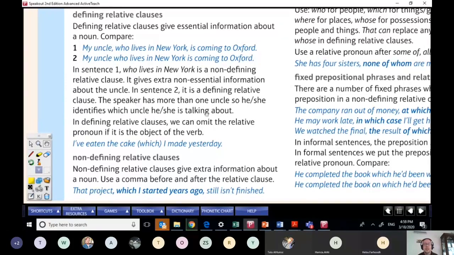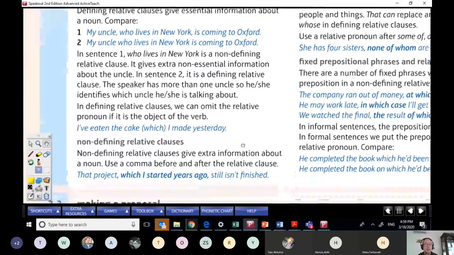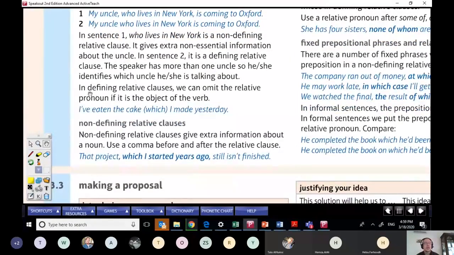It's very subtle and very slight. But as you become more advanced, you'll be able to take advantage of those details. Sometimes when we have a defining relative clause, we can leave off the pronoun that, which, or who. So I could say, I've eaten the cake which I made yesterday. Or I could say, I've eaten the cake I made yesterday. Both ways are correct, with or without the pronoun. So you can say it two ways here.